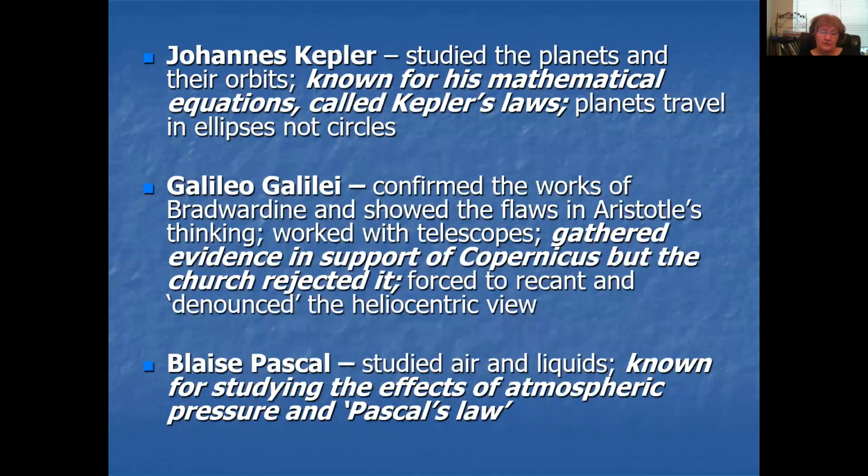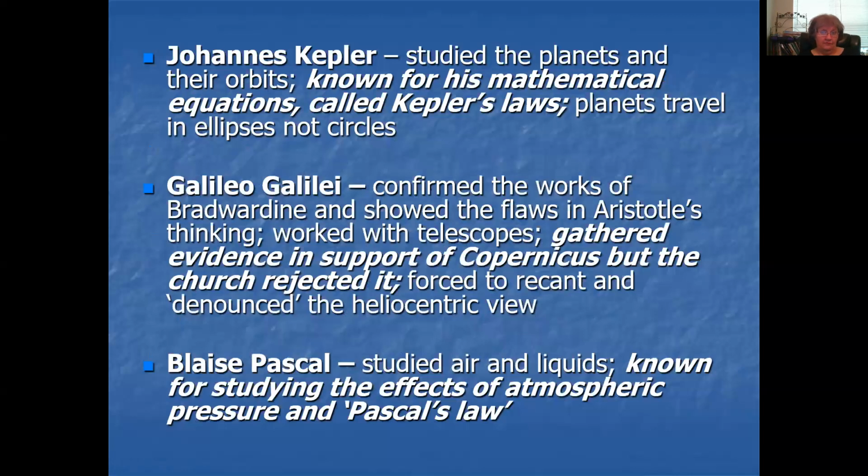Did a lot of work with telescopes. But here's the big thing he got in trouble for. Remember Copernicus said the sun is in the center, not the earth, and the church didn't like that? Well, here's Galileo coming along, gathering even more evidence to say, you know what, Copernicus is right. But once again, the church rejected it. He was actually forced to recant, that means take back what he says, and denounce the heliocentric view. He had to publicly say, Copernicus is wrong. The earth is the center.